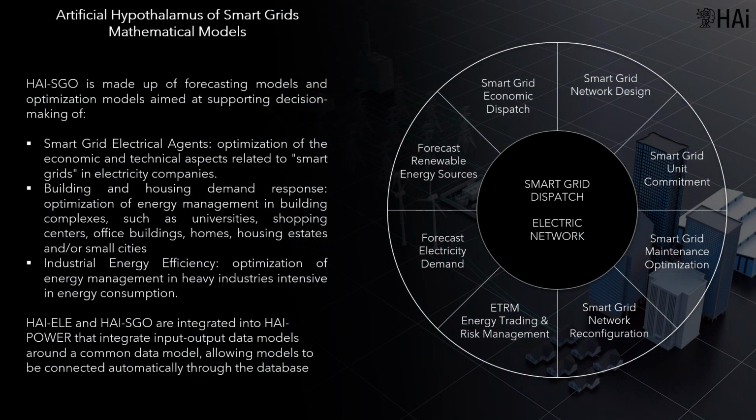High L and high SGO are integrated into high power that integrate input-output data models around a common data model, allowing models to be connected automatically through the database. The main optimization models are Smart Grid Economic Dispatch, Smart Grid Network Design, Smart Grid Unit Commitment, Smart Grid Maintenance, Smart Grid Network Reconfiguration, and ETRM Energy Trading and Risk Management. The main forecasting models are Forecast Renewable Energy Sources, and Forecast Electricity Demand.